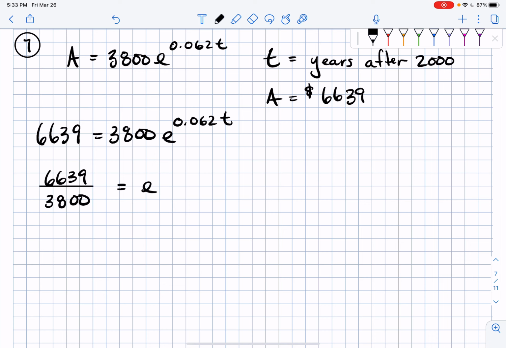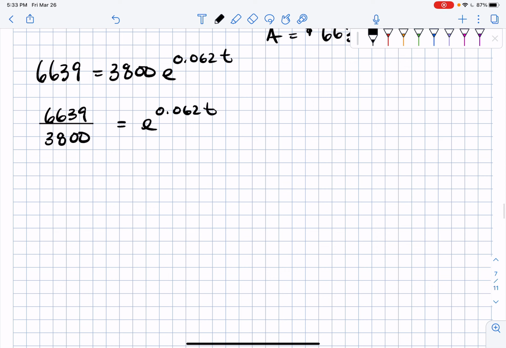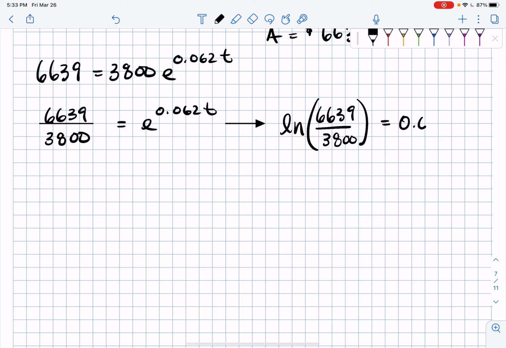Is equal to e to the 0.062t. Then I'm going to take the ln of both sides. So it's going to be the ln of 6639 over 3800 is equal to, and the ln of e is going to be their opposite operation, so it goes away. So I'm left with 0.062t.